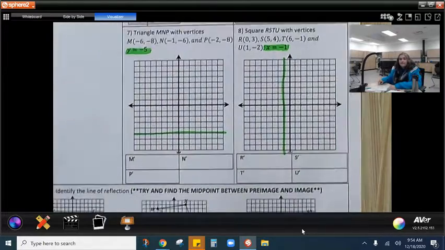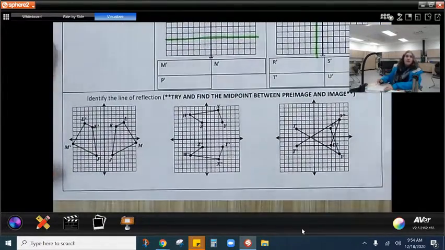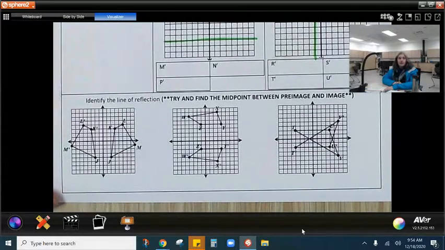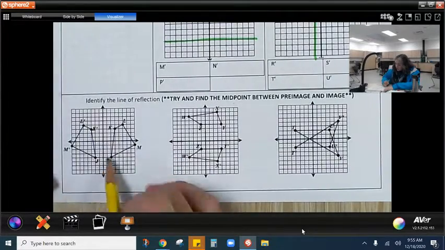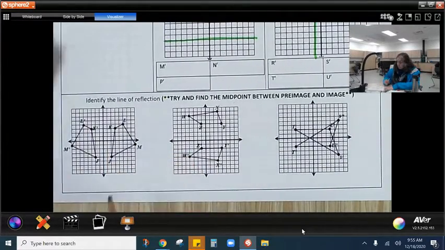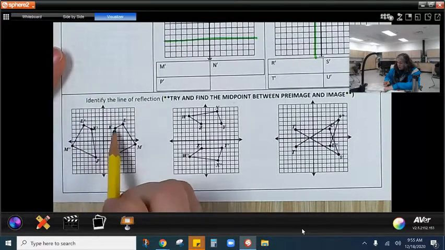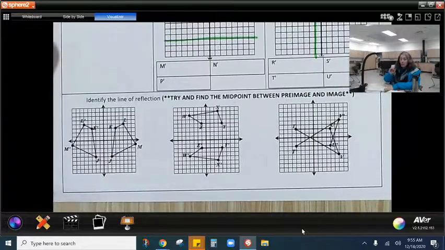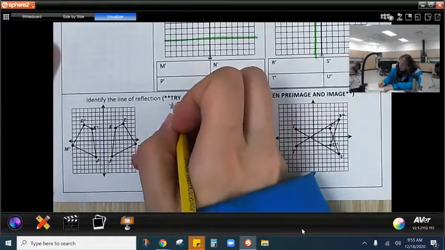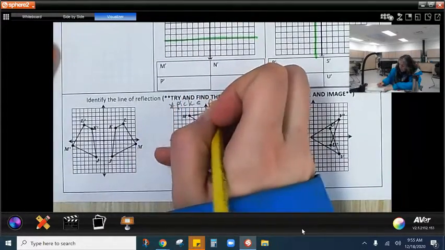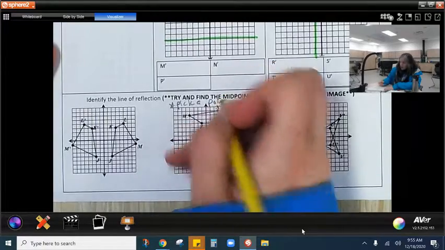All right. And now we need to identify the line of reflection. The easiest way to do this is to find the midpoint, all right? Find the midpoint between the pre-image and the image. So we're going to do this one together. Pick a point. Either pick M and M prime, J and J prime, K and K prime, L and L prime. Pick a point. That's the first thing, all right? Pick a point. Really, it's a set of points.